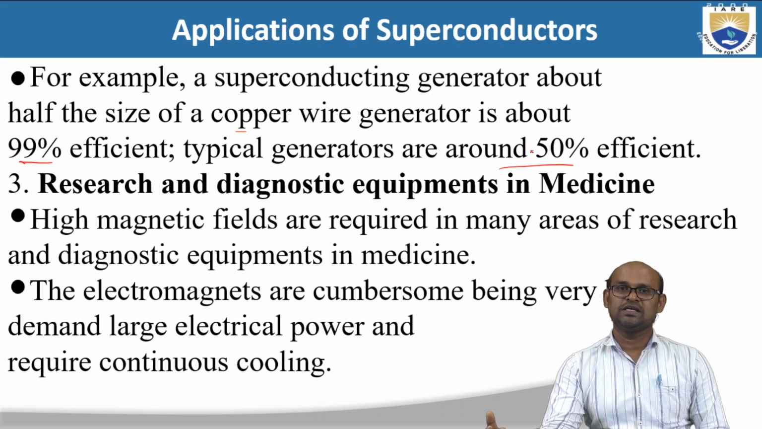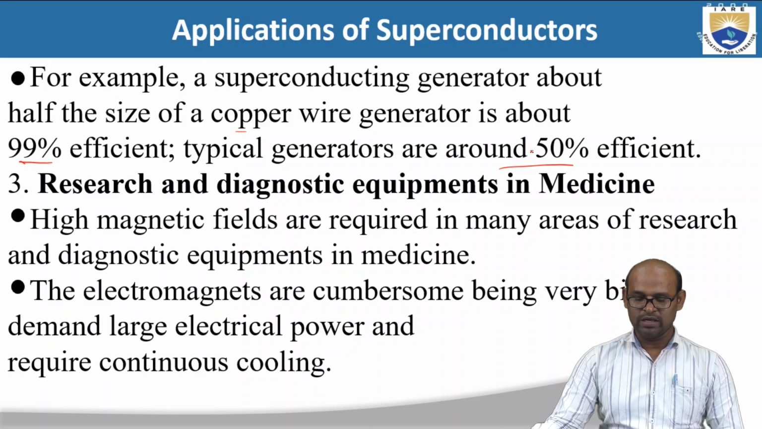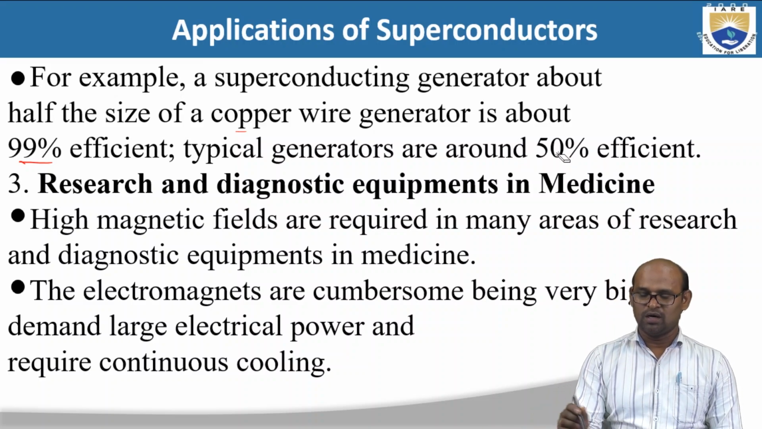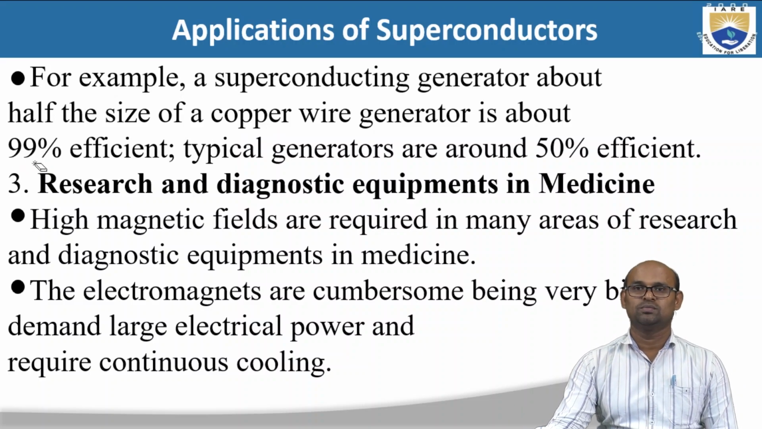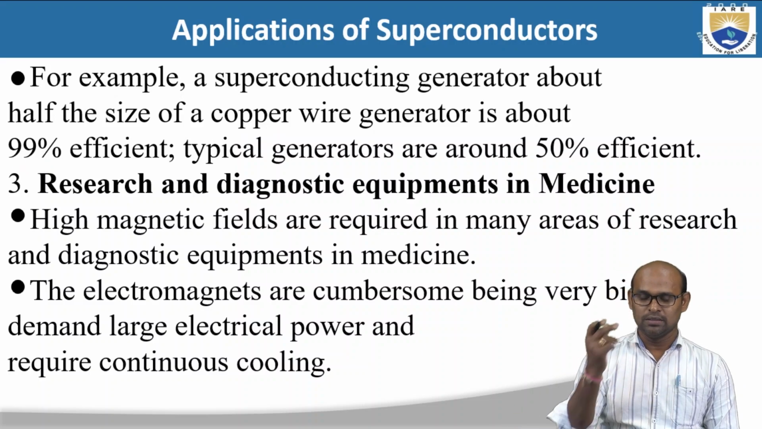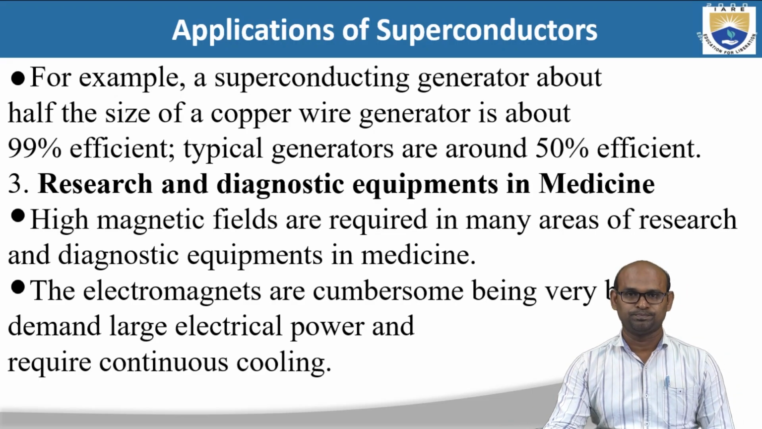So, efficiency will be doubled and size will be reduced by half. Okay, so that is the advantage of using superconducting materials in manufacturing generators, motors, and electrical machines.